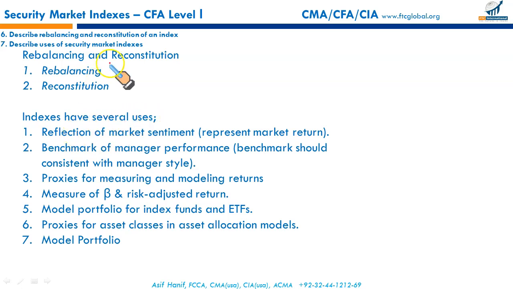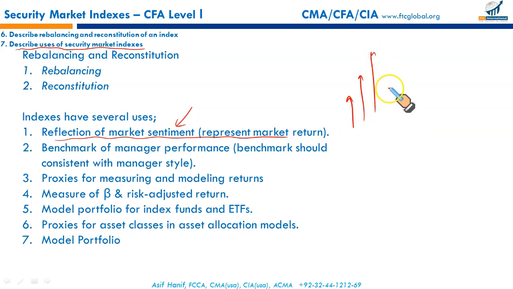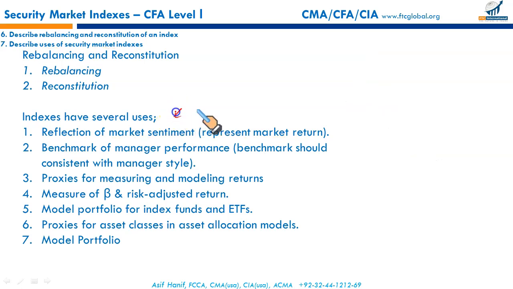Indexes have several uses, and this was the second LOS: describe the uses of security market indexes or indices. An index is used to gauge and reflect the market sentiment. How are investors behaving? The index will tell us. If the index is increasing, there is net buying sentiment. If the index is falling, it means there is net selling, or the economy is in a downturn. Investors are offloading their positions. So it reflects the market sentiment.